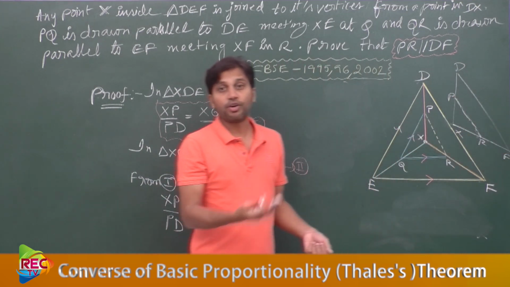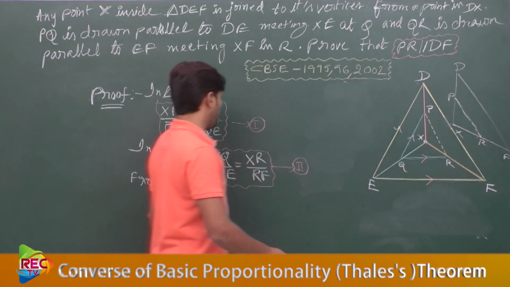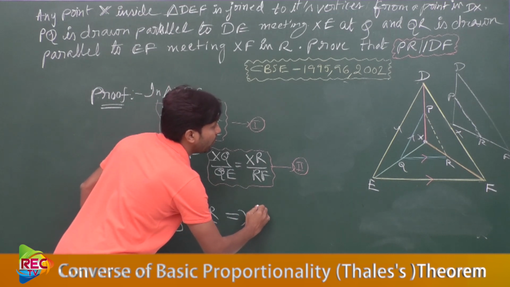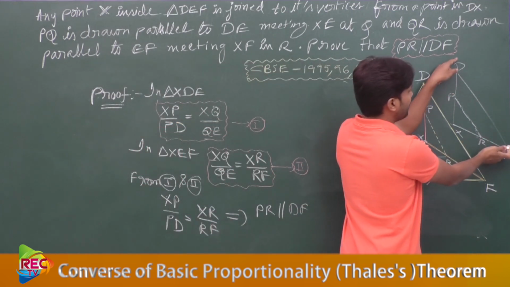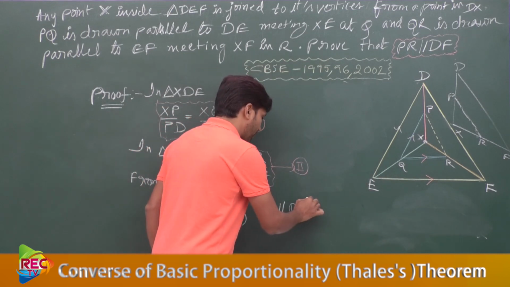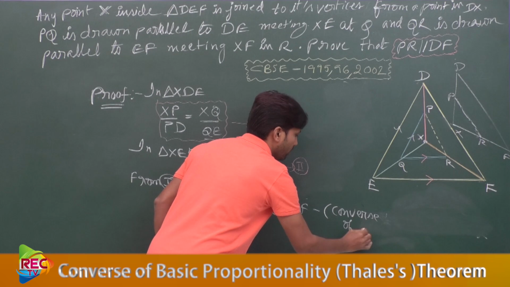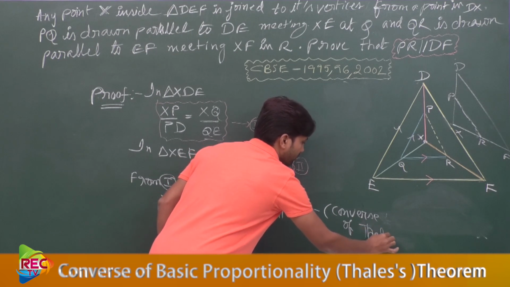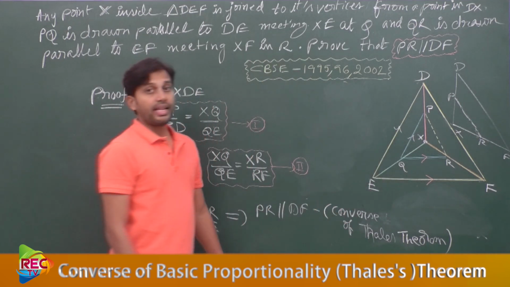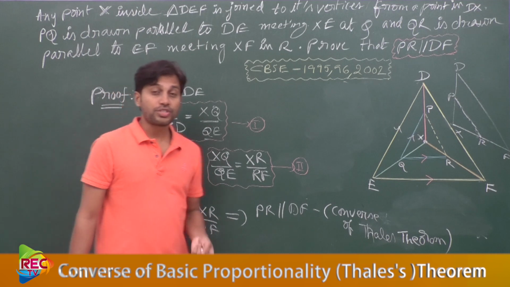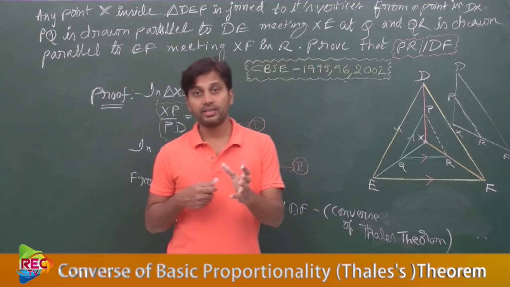So depending on the converse part of Thales theorem, we can say that PR is also parallel to DF. Here PR means this and DF means this. Understood? So from which part of the theorem did we say this? From the converse of Thales theorem. Right? Like this we can show it. That means to show this we used two results: one is Thales theorem and the second one is the converse part of it, to get the required result.